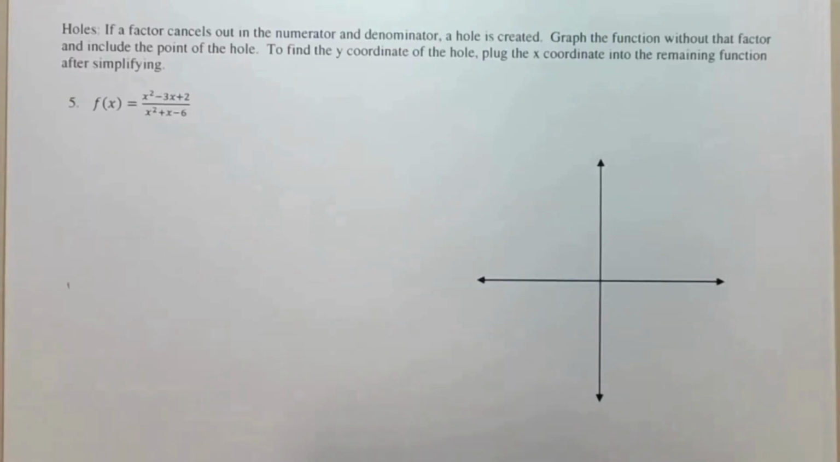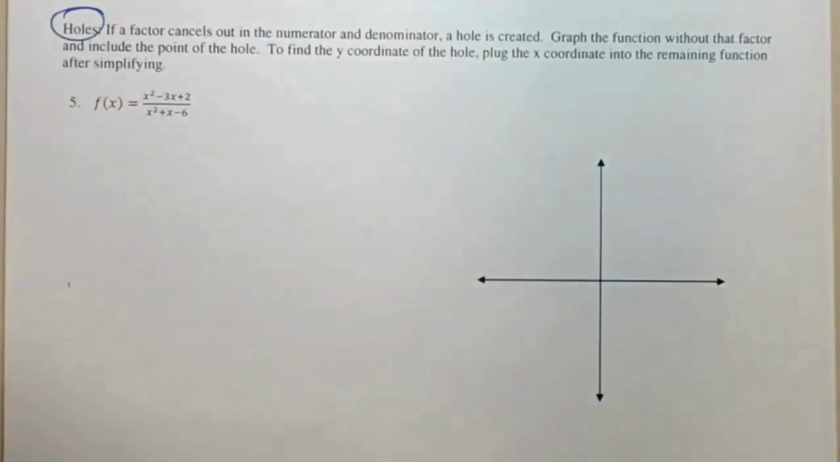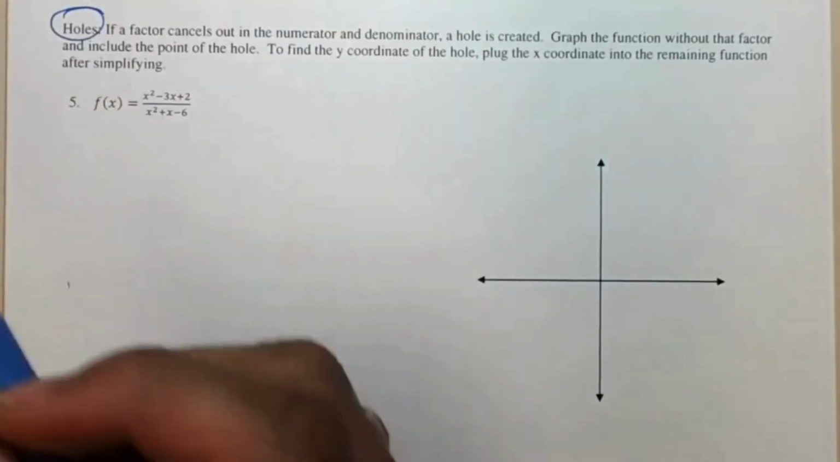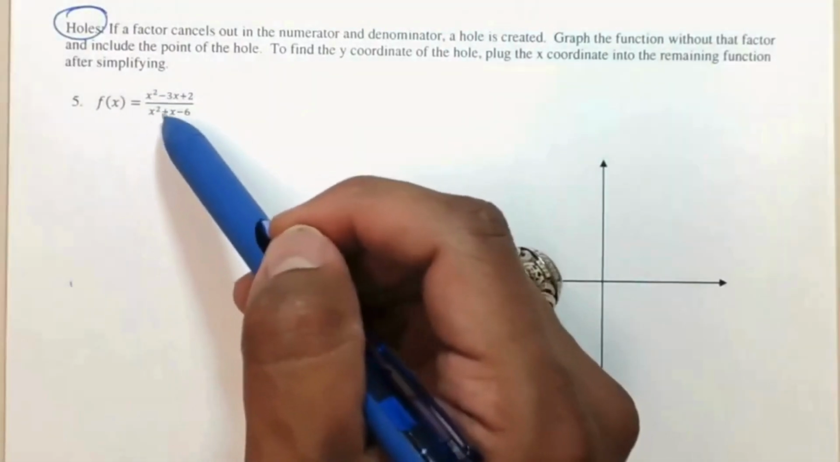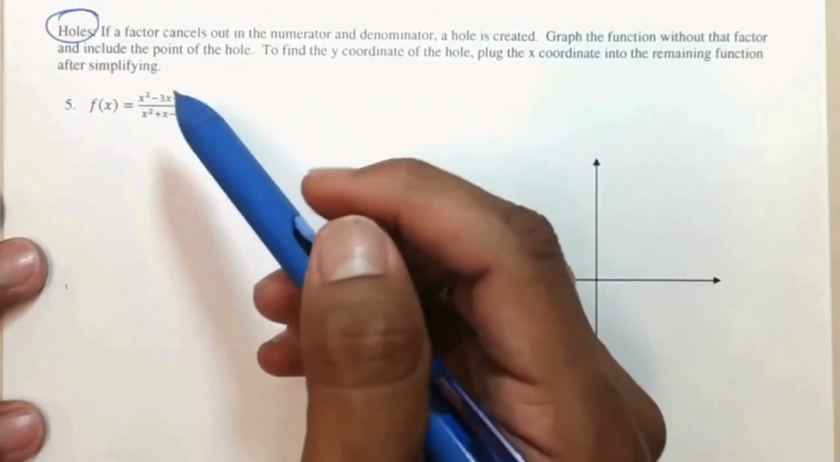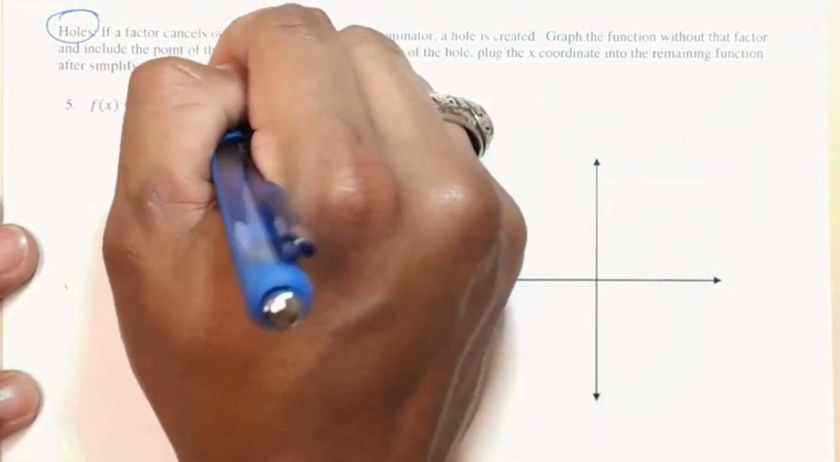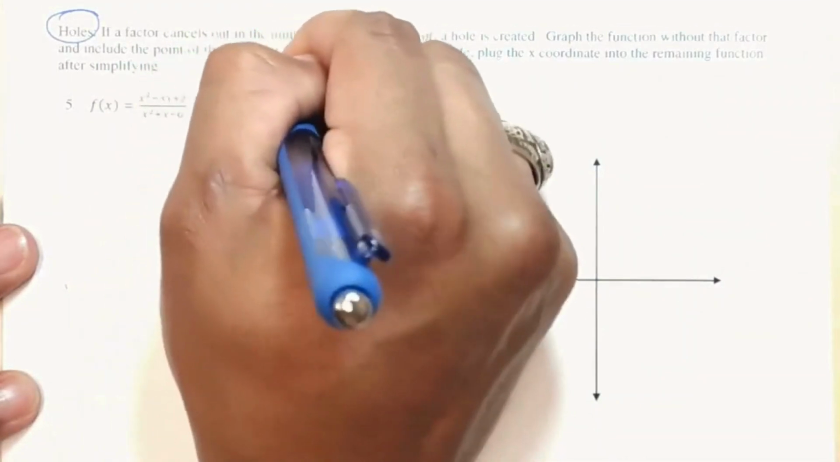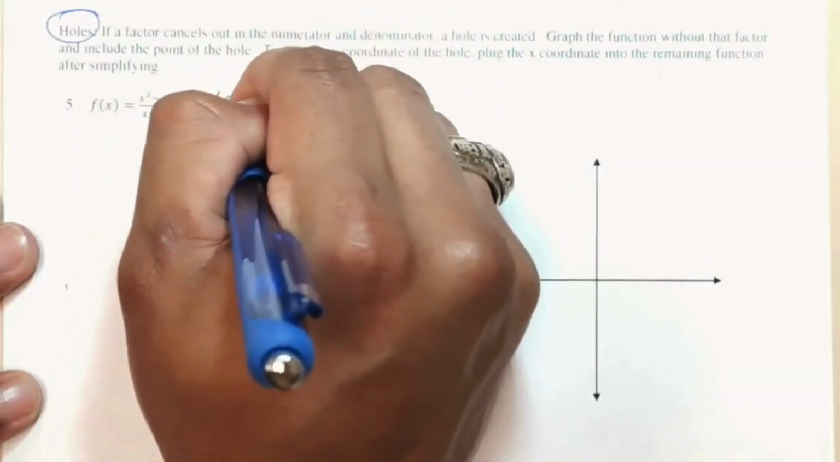So the last thing that we're going to talk about in these sets of notes are called holes. Holes are where the original function is undefined. So there's going to be a certain x value that creates chaos in this problem. So the way that we're going to do that is, just like what we talked about on the last page, we're going to factor the top and factor the bottom. So the top ends up factoring out to this, and the bottom ends up factoring out to this.